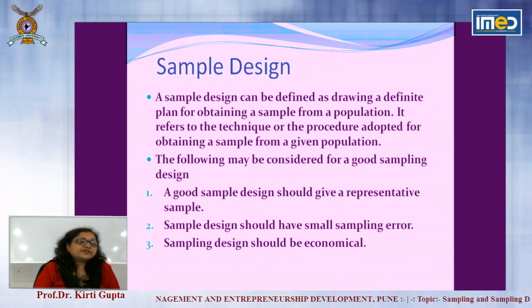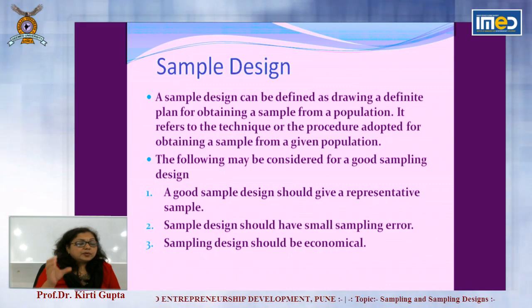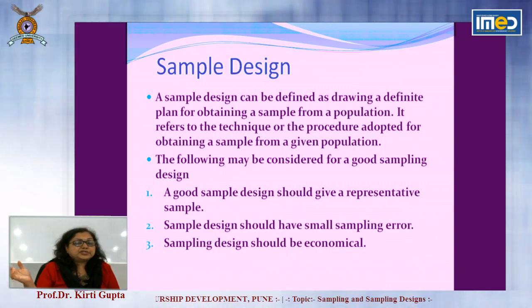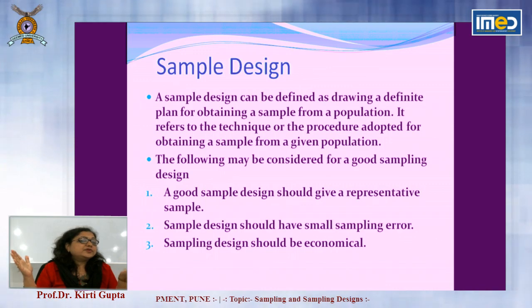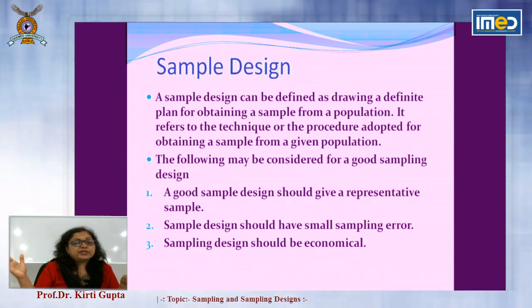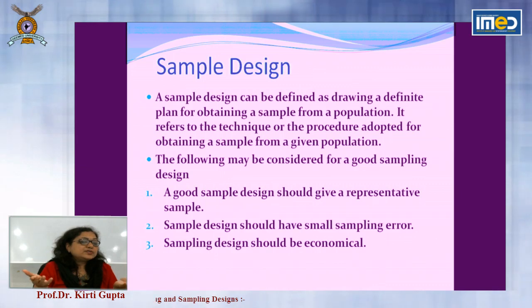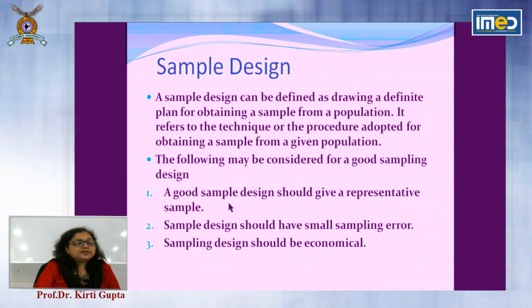Next we come to what is the sample design. Sample design refers to the plan for obtaining the sample from the population. Remember, we have a large number of units. If I have 100 units, I want to select 10. That entire plan of how to select is what we call a sample design. And we have some techniques used for collecting that. So, how to choose it? A good sample design should give a representative sample, it should have a small sampling error, and it should be very economical. Then only we will say that you have a good sampling design.